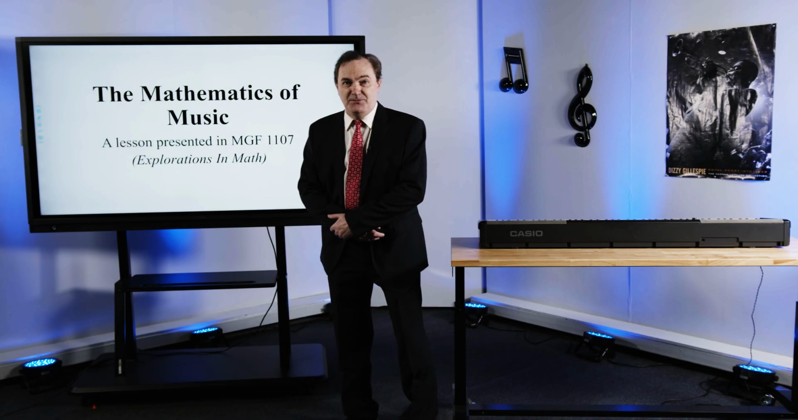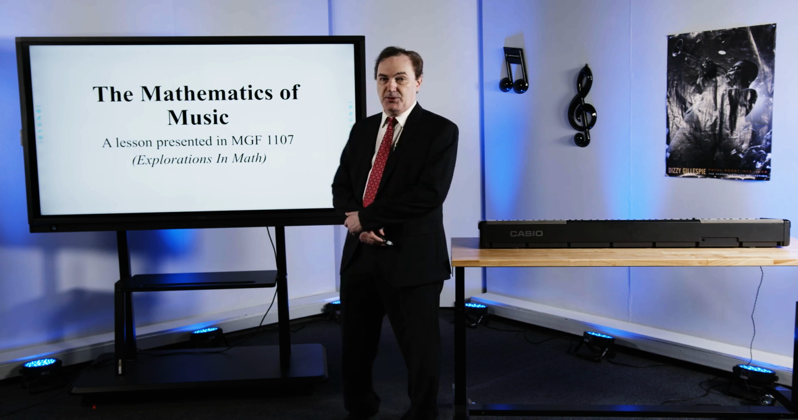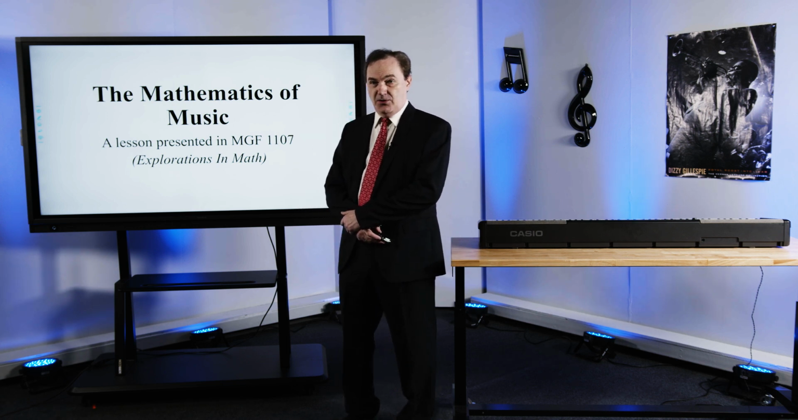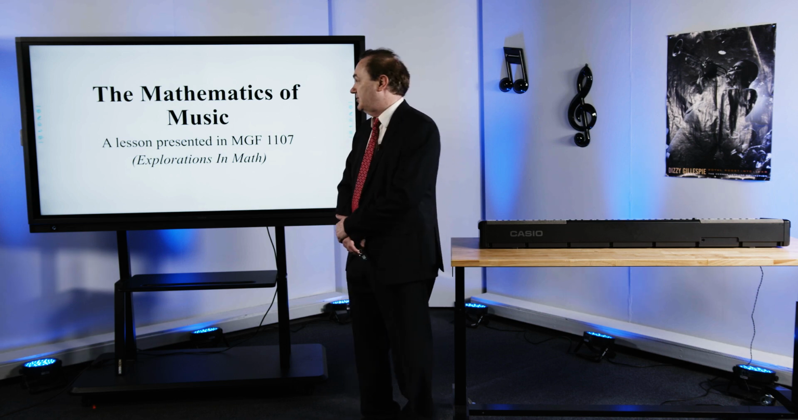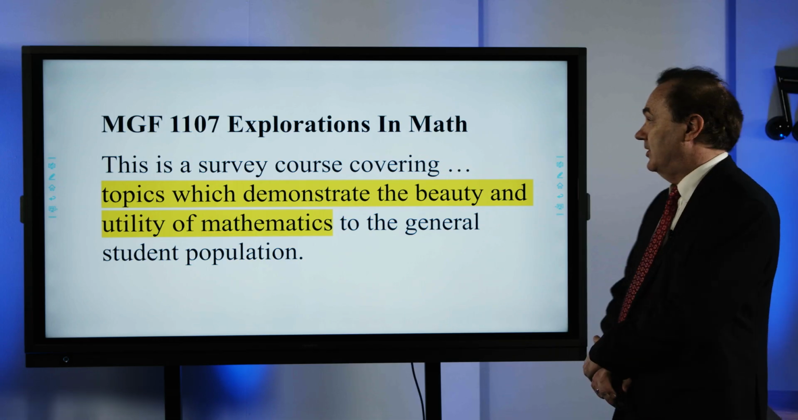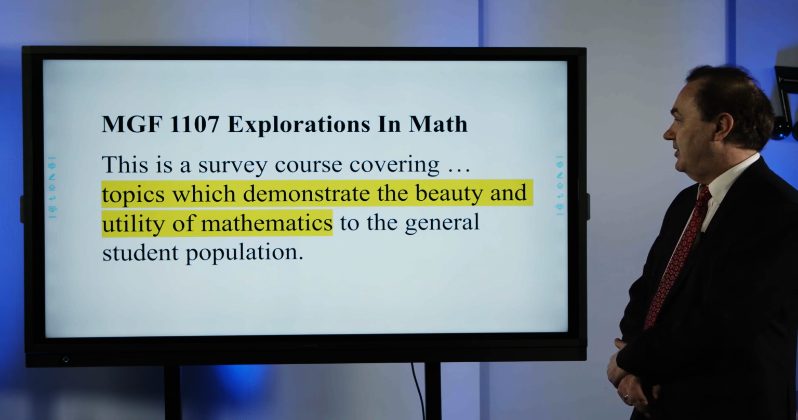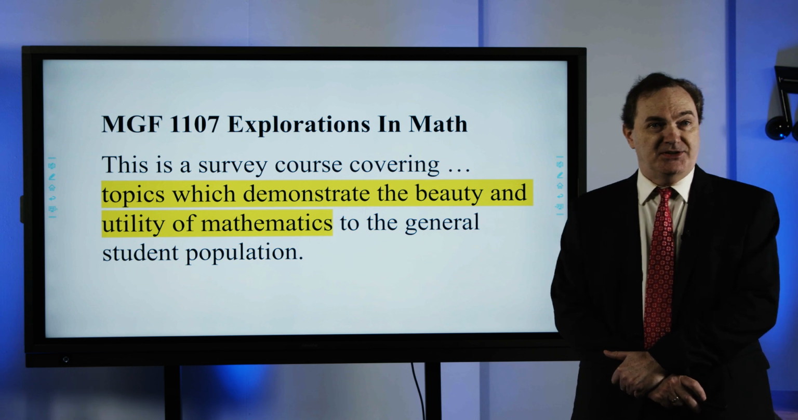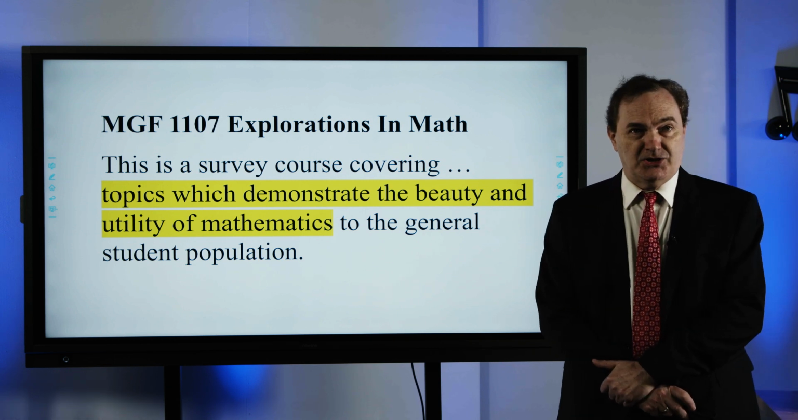The Mathematics of Music, a lesson presented in MGF 1107, Explorations in Math. Now this is a course that's taken by non-STEM majors, so general liberal arts students. Our syllabus for the course states, this is a survey course covering topics which demonstrate the beauty and utility of mathematics to the general student population.